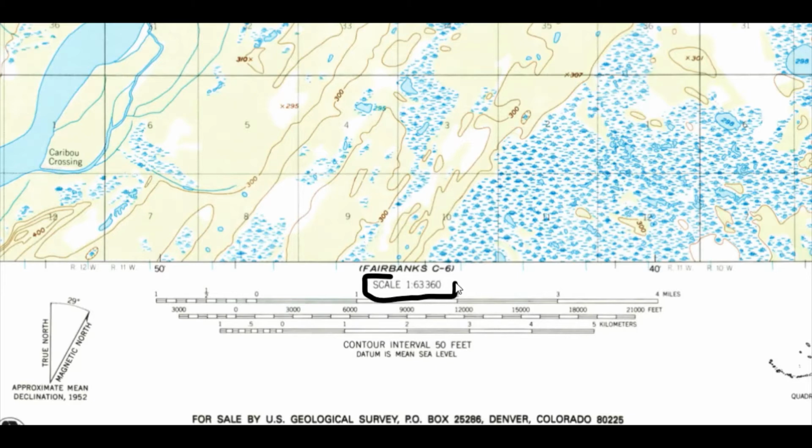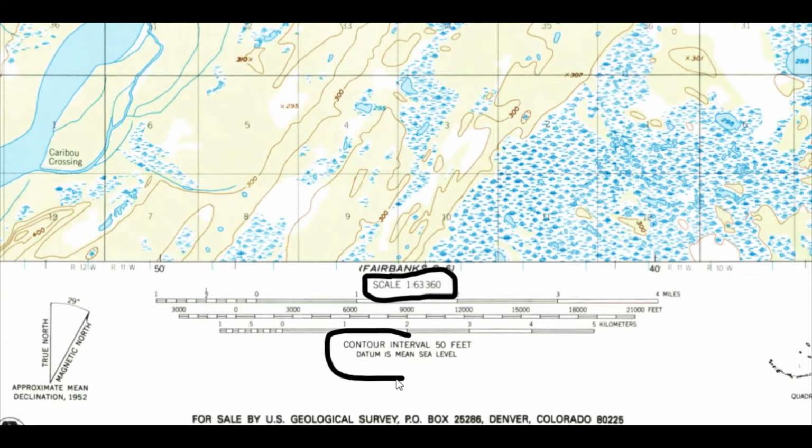Now, if you take a look, it says that it's 1 in 63,360. Now, notice that this does not have a unit. All right, so that means that you can put the same unit on either side of this and the statement would be true, any unit of distance. All right, so 1 centimeter on the map would equal 63,360 centimeters on the ground. Okay, this is also true if you said that 1 inch on the map equals 63,360 inches on the ground. Okay, so that's how you use your scale.